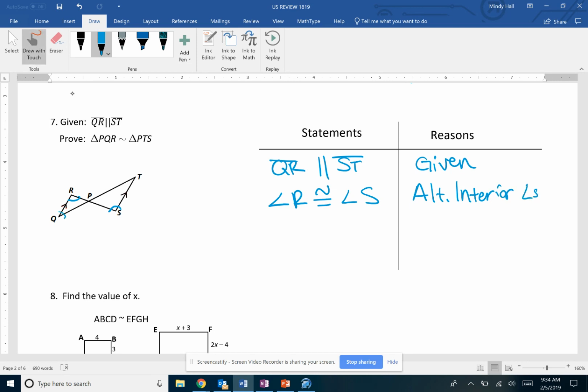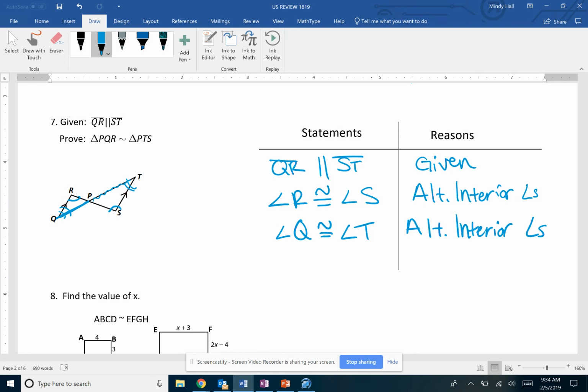And then you also have angle Q is congruent to angle T because of the same reason, alternate interior. And something you have to be careful of when you have these Z shapes is that it is opposite. So it really is Q and T are corresponding. So if you have to set up something with the sides, then this QP corresponds to that PT.